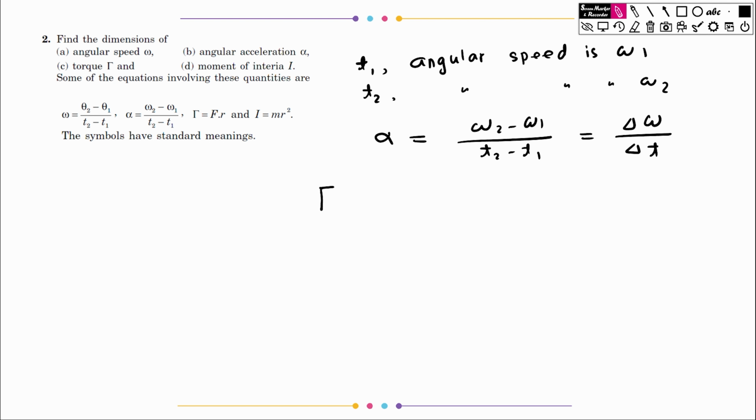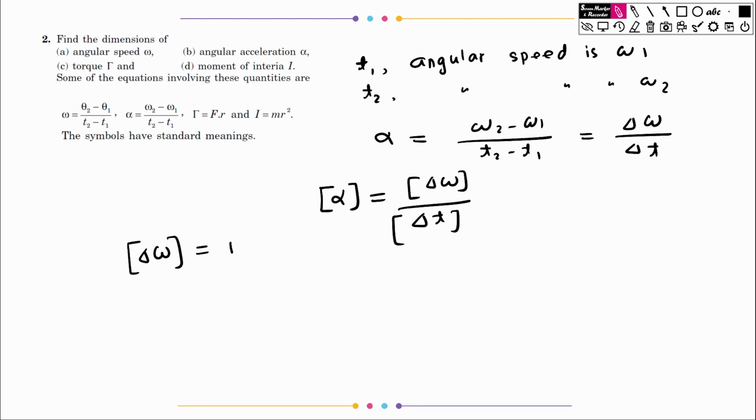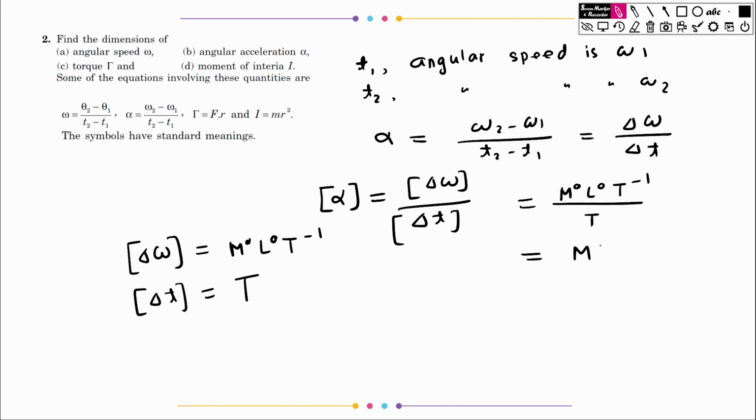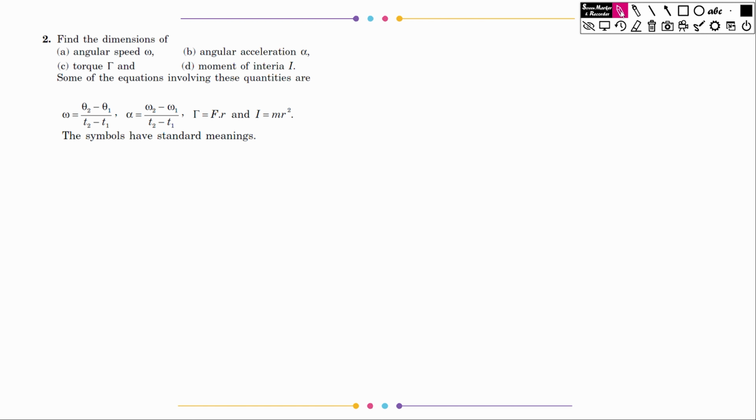Now we have to find the dimension, that is, within square brackets, alpha will be delta omega divided by delta t. Just now we have derived the dimensional formula of angular speed as m to the power 0, L to the power 0, t to the power minus 1. And the dimension of time is denoted by capital T. Therefore, we will write m to the power 0, L to the power 0, t to the power minus 1 divided by t, that is equal to m to the power 0, L to the power 0, t to the power minus 2.